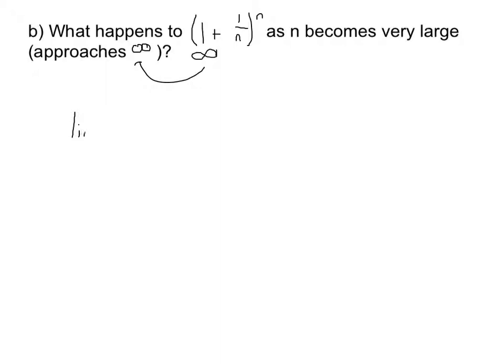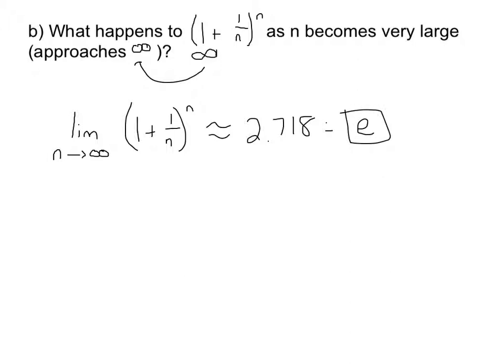This is how we write it. We say the limit. It's a little bit of calculus for you guys. I hope you're ready. It's a preview of what's to come next year in calculus. We say the limit as n gets really big, as it approaches infinity, of that expression, 1 plus 1 over n to the nth power, is about 2.718. And like I said, that is the number e.